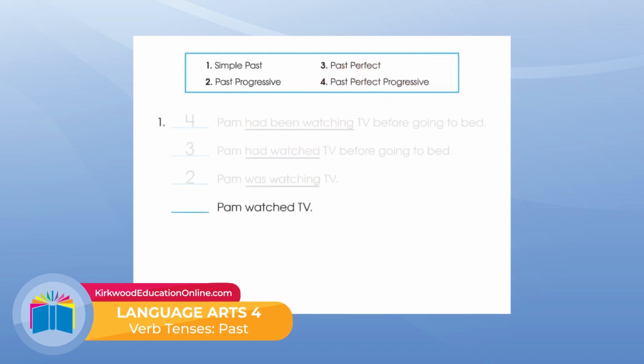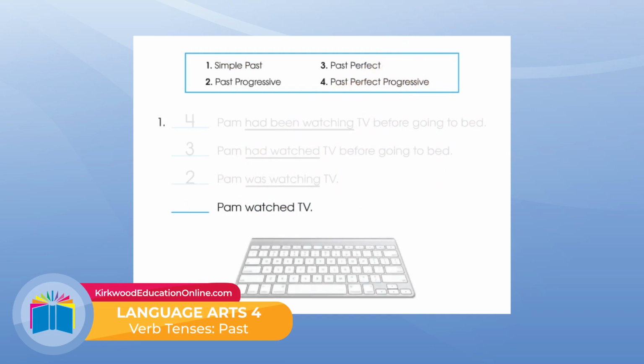What's the next sentence? Pam watched TV. Well, that's simple for 2 reasons. 1, because it's the only one left, and 2, because it's just simple past. It's an event that took place in the past. It's not progressive. So number 1 is written on the line and then typed on your computer.